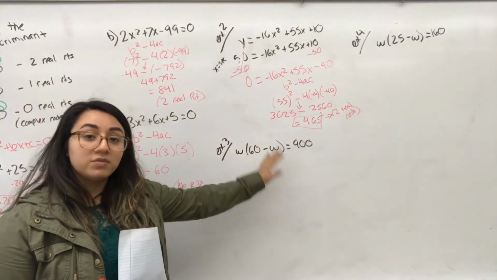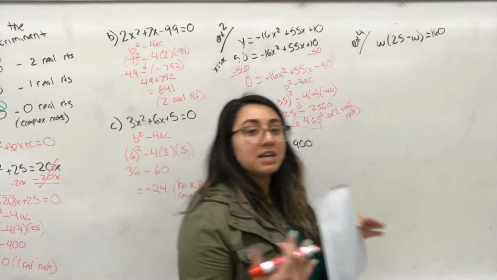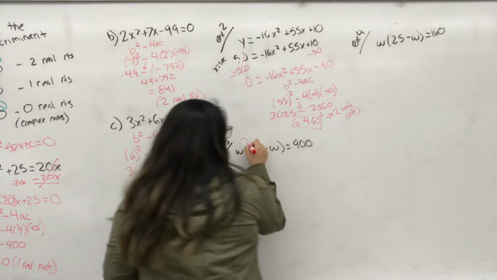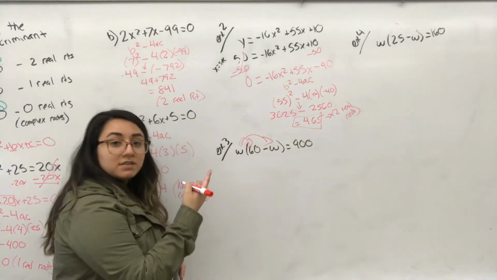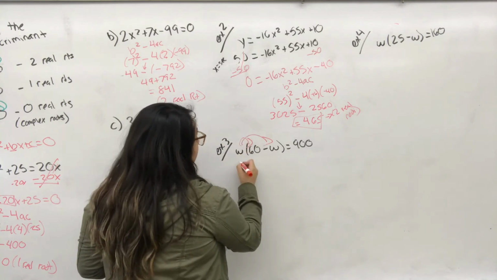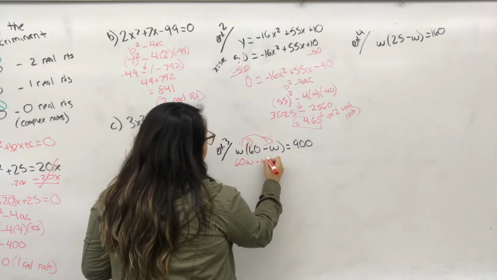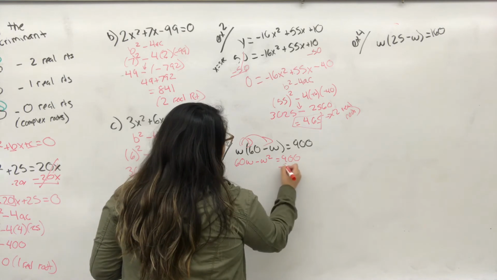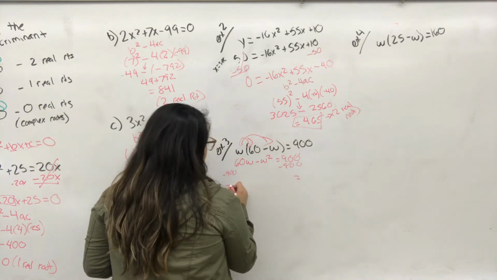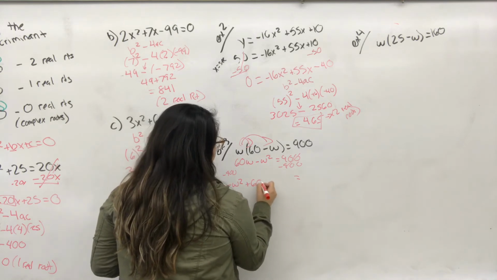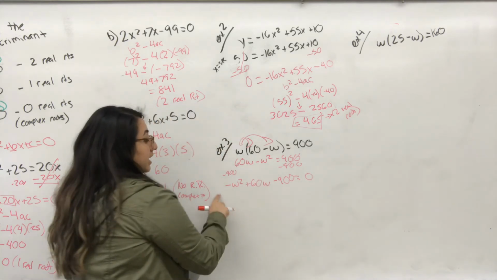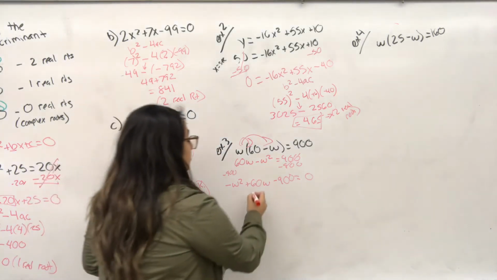Now we go ahead and solve using the discriminant. So we don't have to solve for him. We're trying to see if there's a possibility of that happening. Now we go ahead and solve for it. Get it in terms of ax squared plus bx plus c. So you get 60w minus w squared equals 900. You move the 900 to have it all together on one side. You end up with negative w squared plus 60w minus 900 equals 0. So I'm just putting it in order so I can easily find the discriminant.